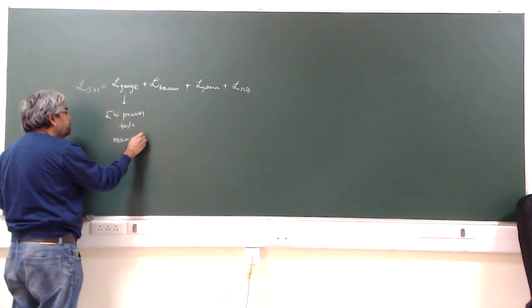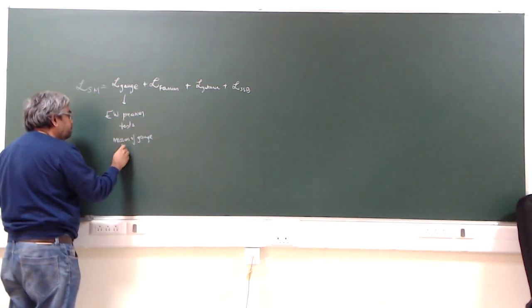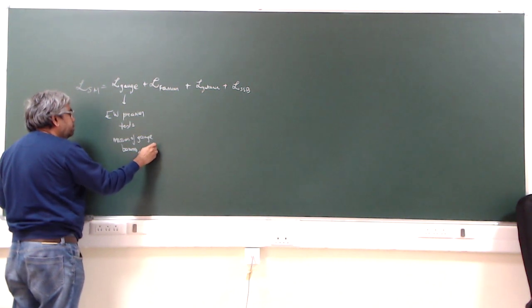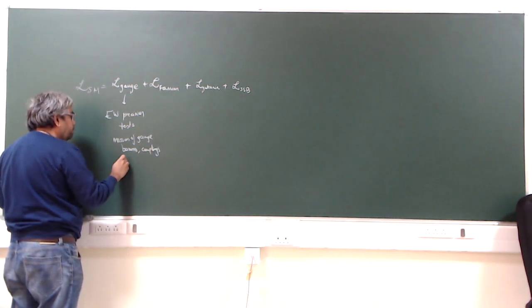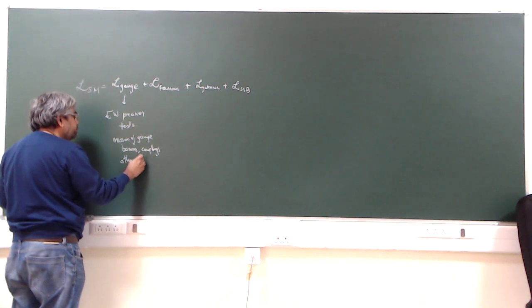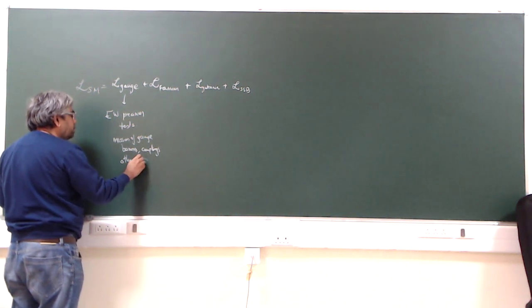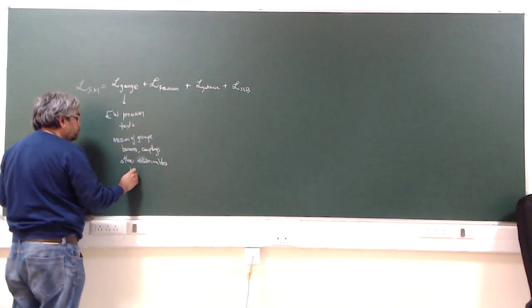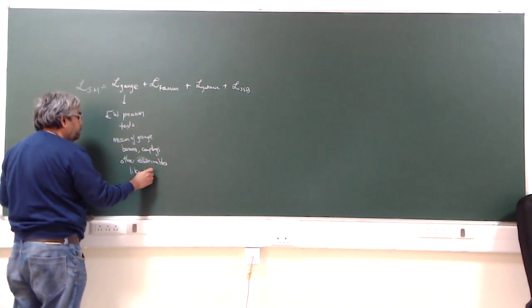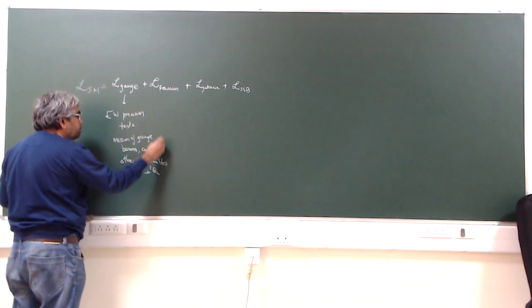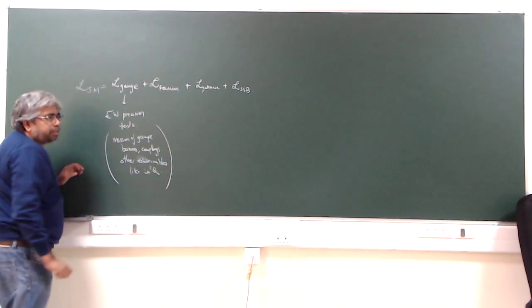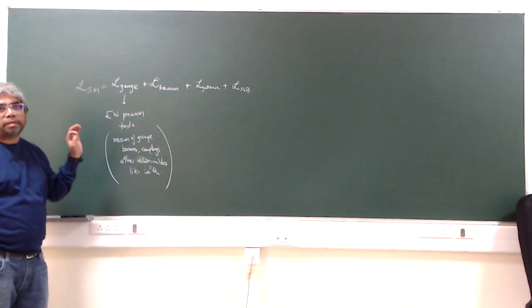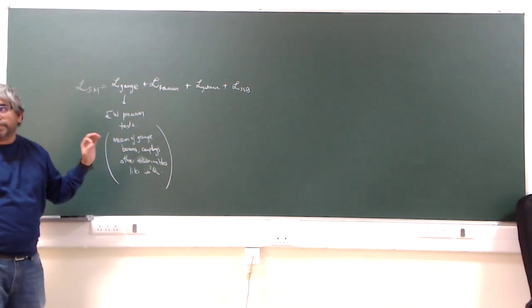of gauge bosons, couplings, and other observables like sine square theta w, and so on, which are measured at very high precision. Okay, up to a percent level. The present measurements are up to a percent level.